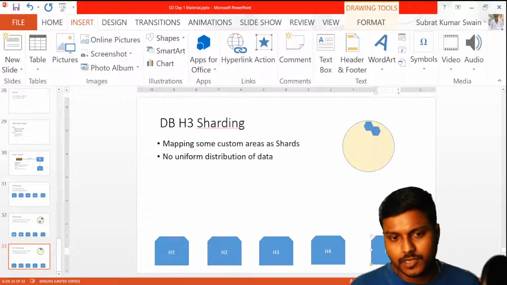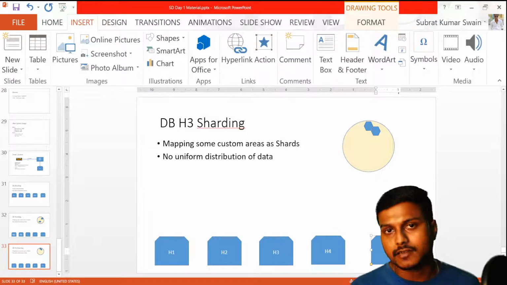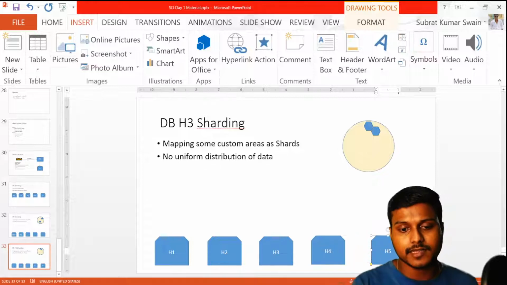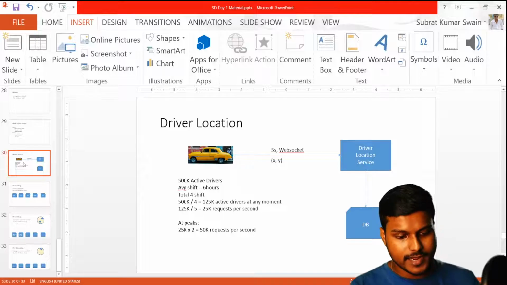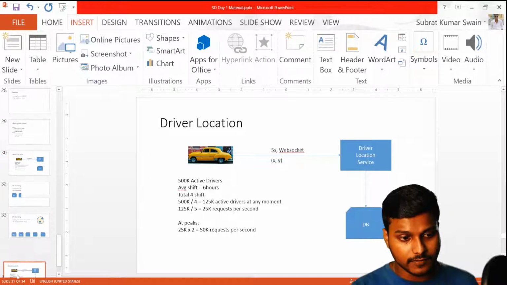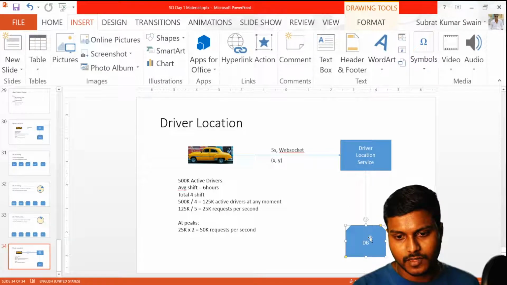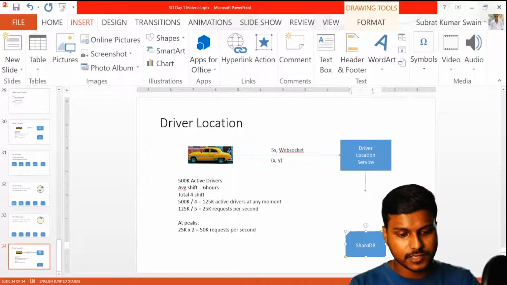If data from a user comes from any of these hexagons, this mapping service, the locator service, will map it down to the shard and keep that respective data in the respective shard. That is how it would work. Okay, so now if we include this solution here, there cannot be a single DB actually. This DB would be sharded, so I'll just say this is a sharded DB.